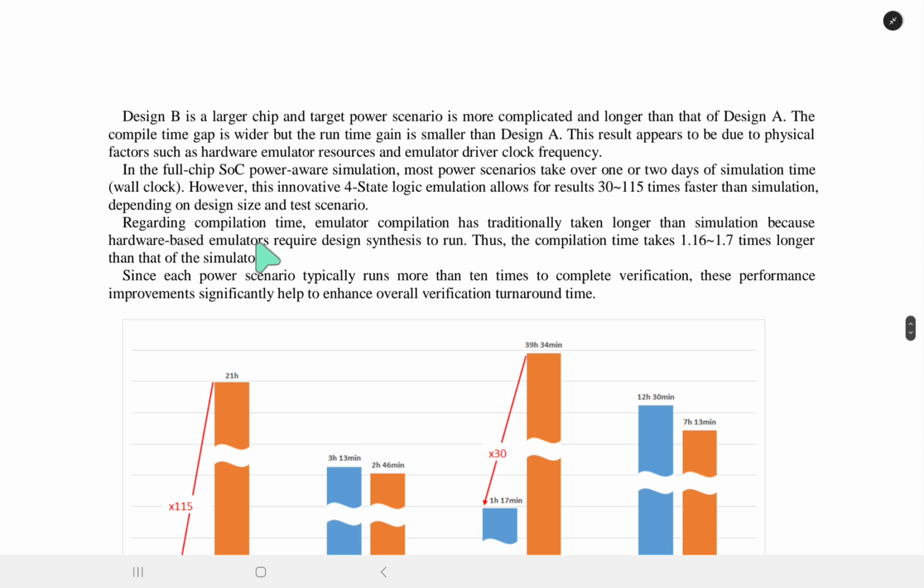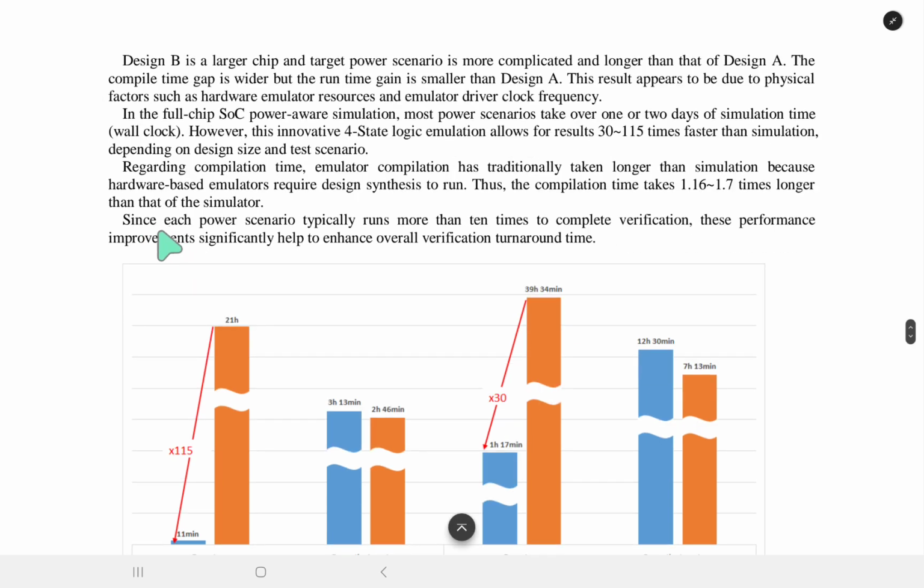Regarding compilation time, emulator compilation has traditionally taken longer than simulation because the hardware-based emulator requires design synthesis to run. Thus, the compilation time takes 1.16 to 1.7 times longer than that of the simulator. Since each power scenario typically runs more than 10 times to complete verification, this performance improvement significantly helps enhance the overall verification turnaround time.